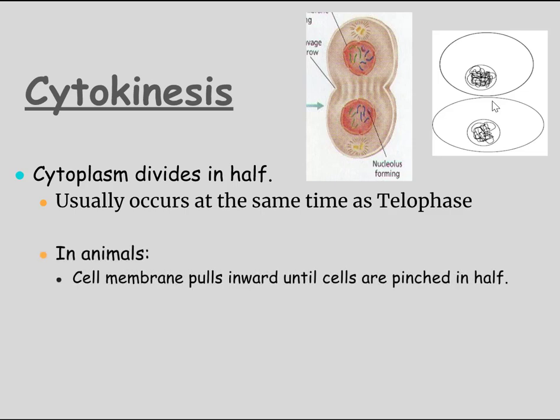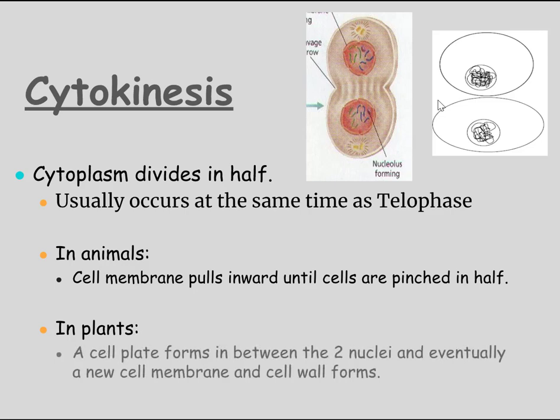Now in animals, the cell membrane's going to pull itself in the middle and kind of create that peanut shape until the cell is pinched in half. Plants have a cell wall. They can't pinch a cell wall in half. So they're actually going to form a cell plate. Essentially, they're building a new cell wall.